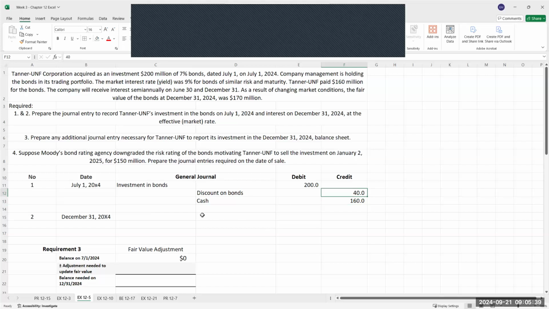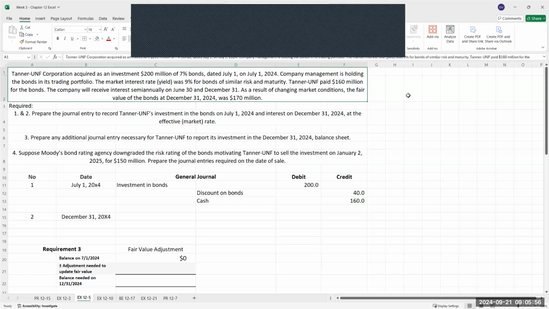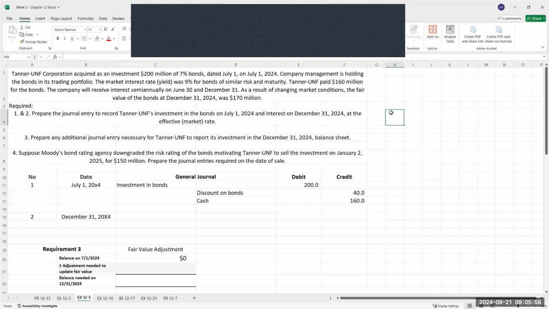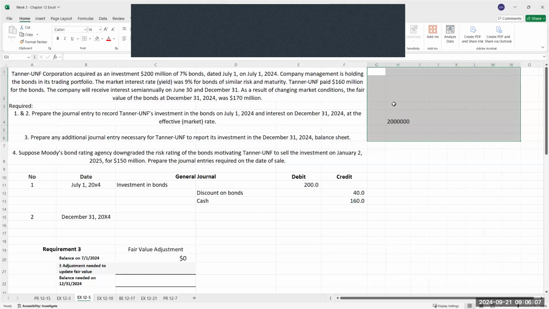So now on December 31st, we need to record the journal entry for the interest revenue that we've earned. And how do we determine our interest revenue? We calculate it as follows. So we know that the bonds are worth 200 million. I'll make these a little bigger. So we have the bonds for 200 million.